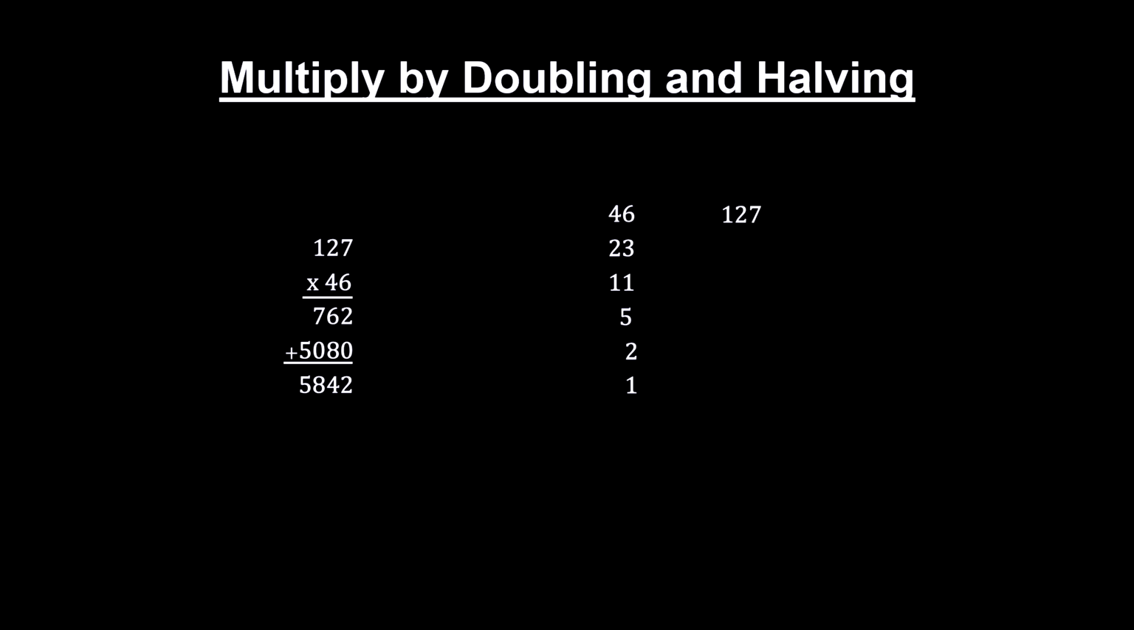Now place the other number, 127 in our example, at the top of the second column. Double it, and double it again, and again, until you reach the row with the number 1 in the first column. Now scratch out each row that has an even number in the first column and add the remaining numbers in the second column. This is the product.